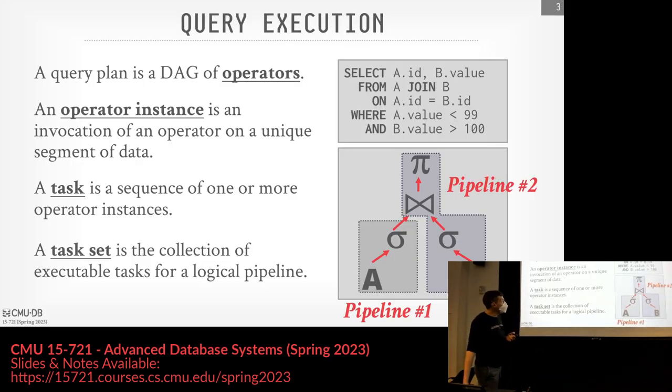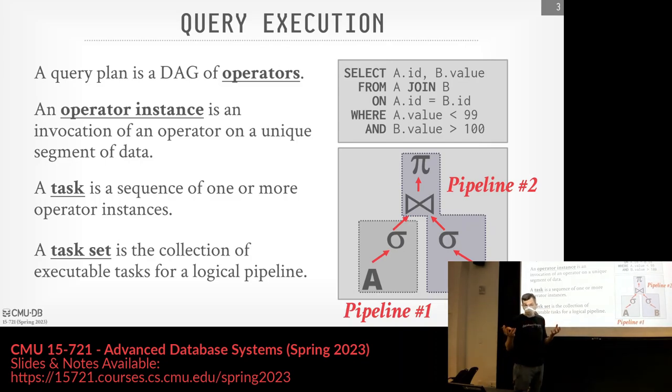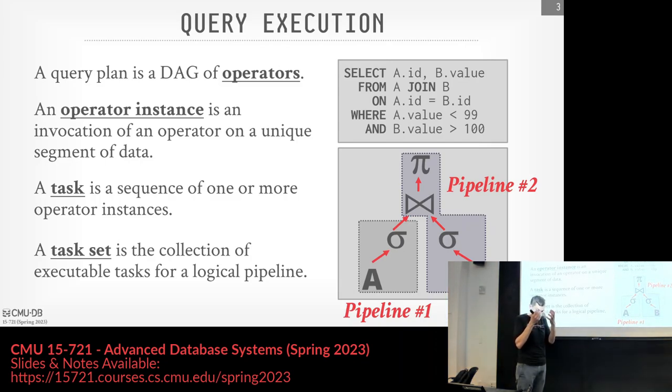So I showed this before, last class as well. This is sort of the model of how we're going to break things up and what we're going to execute. So again, a query plan is going to be this directed acyclic graph among these operators. And then we'll have different operator instances that'll be an invocation of one of these operators to execute on some piece of work. Again, in the morsels paper you guys read, each invocation of a task on a morsel, those are executing operator instances. So again, the task would be one or more of these operator instances put together in a pipeline. And then the task set is going to be the collection of executable tasks for a logical pipeline.